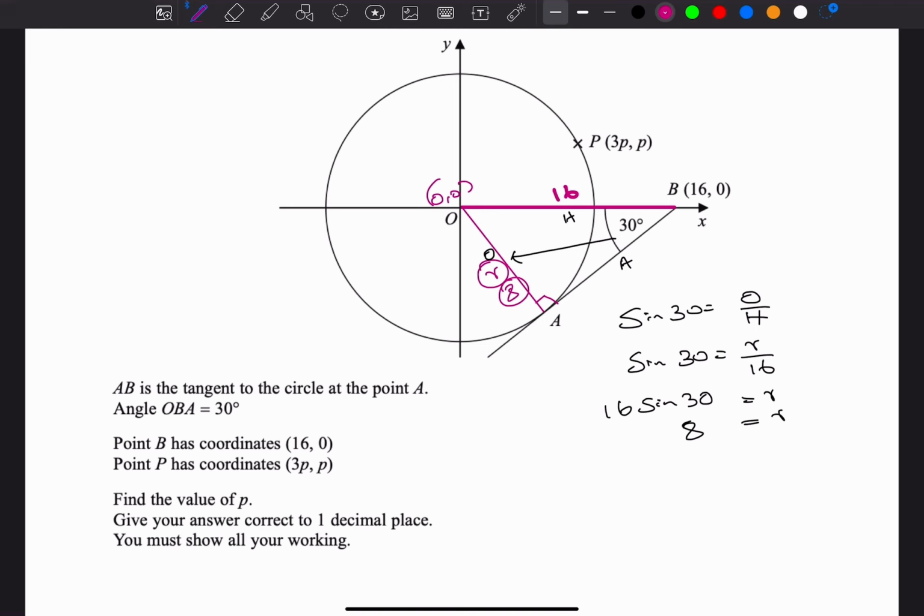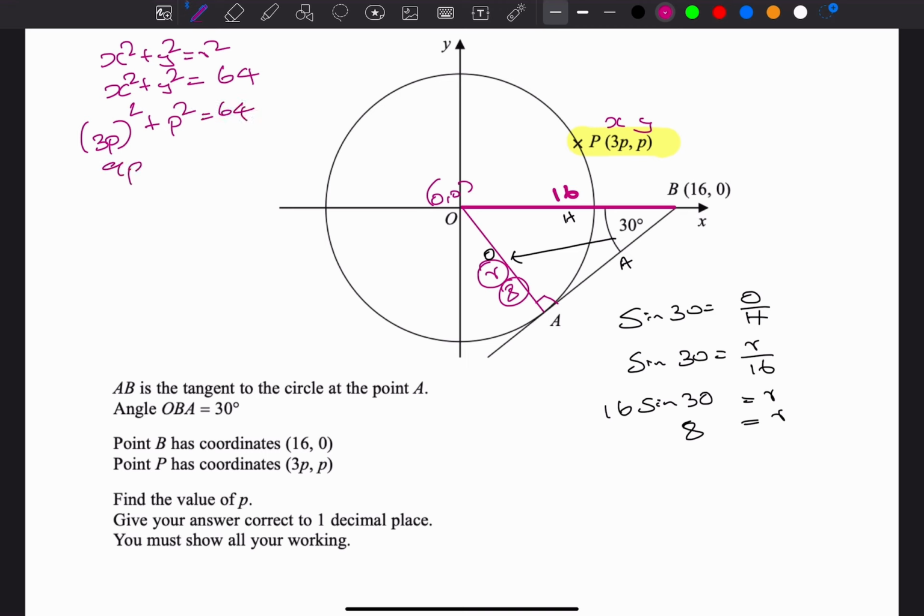Okay, so what is your equation of the circle? You do know x squared plus y squared equals r squared. That is the equation of a circle. So x squared plus y squared equals, what is r? Radius is 8, so 8 squared is 64. Now what do you want to find out? You want to find out what p is. Substitute x and y: (3p) squared plus (p) squared equals 64.